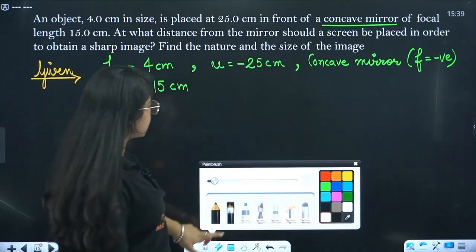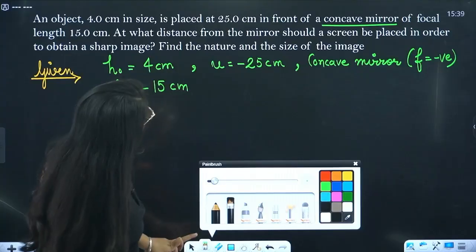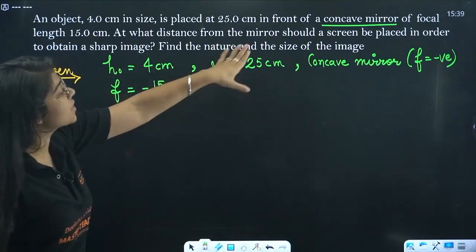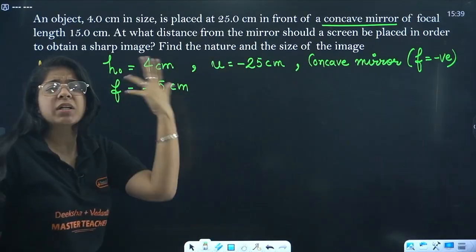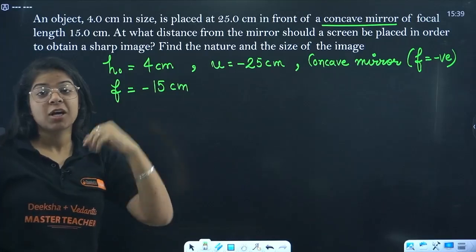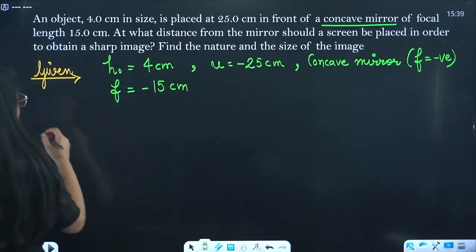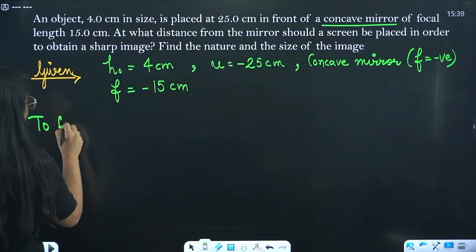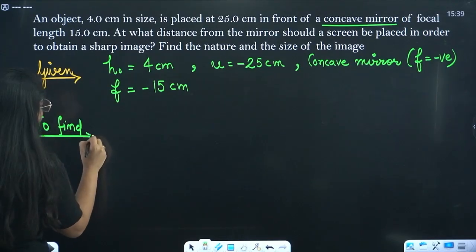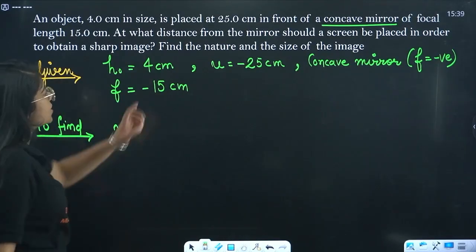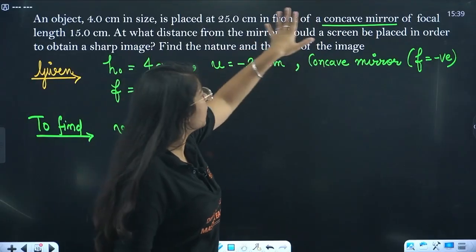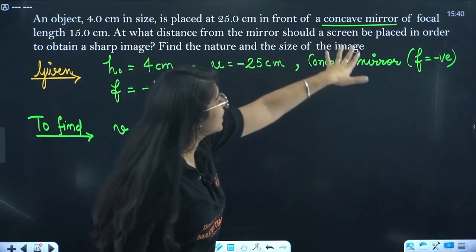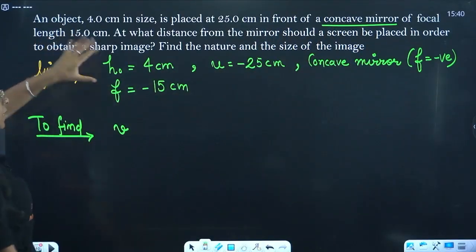At what distance from the mirror should a screen be placed? Now beta, what is made on the screen? Ma'am, image. So we have to find the image distance, correct? So beta, what we actually have to find is the image distance. At what distance from the mirror should a screen be placed in order to obtain a sharp image?